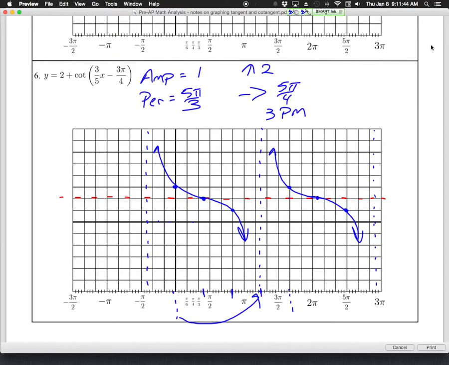A positive tangent goes up on which side? The right side. A positive cotangent goes up on the left. Where do I get cotangent's asymptotes from? The y-axis and the period. That's all there is to graphing tangent and cotangent. Any questions?